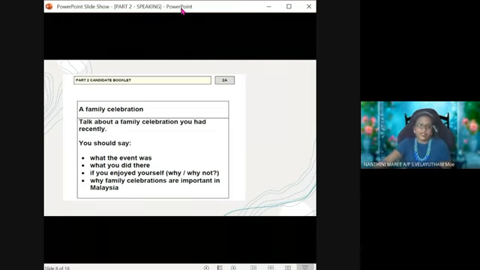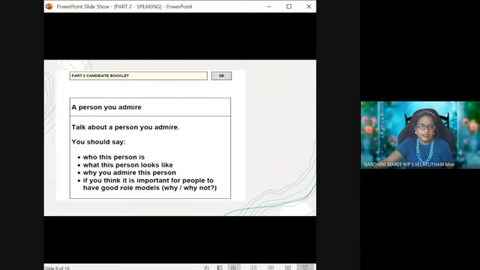Okay, another sample question. A person you admire. Talk about a person you admire. You should say who this person is, what this person looks like, why you admire this person, and if you think it is important for people to have good role models, why? So here, description of a person comes in.